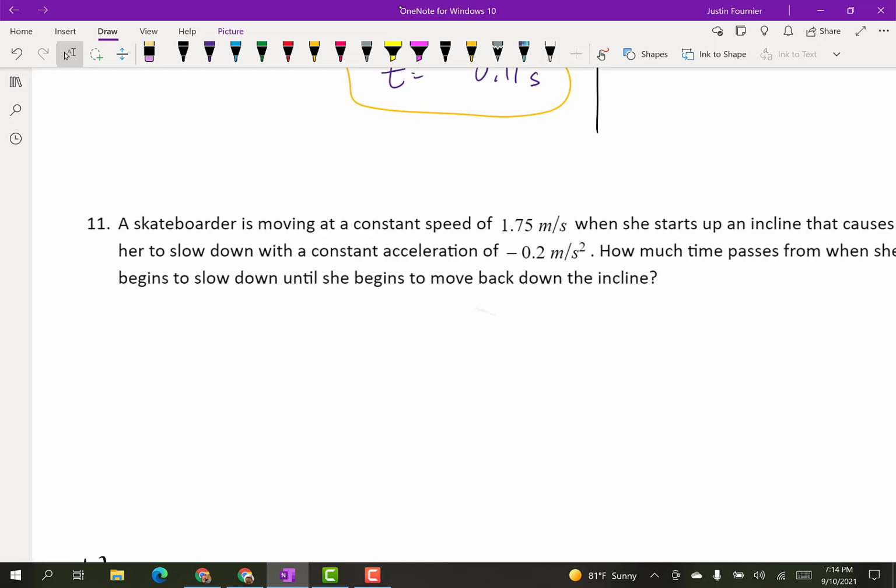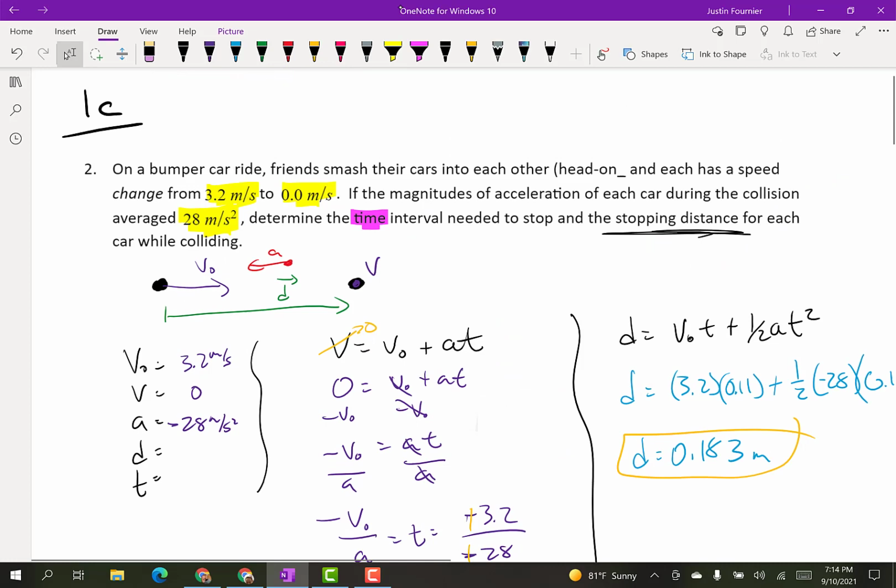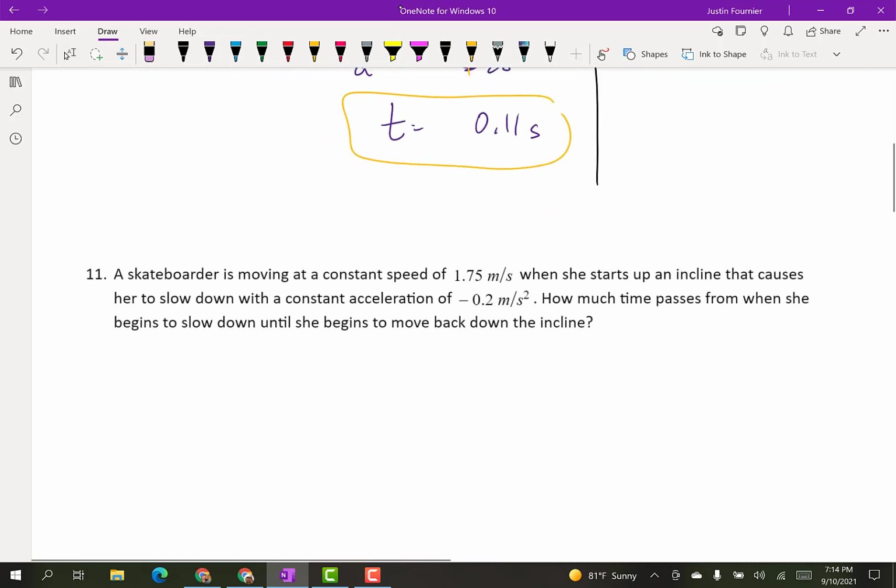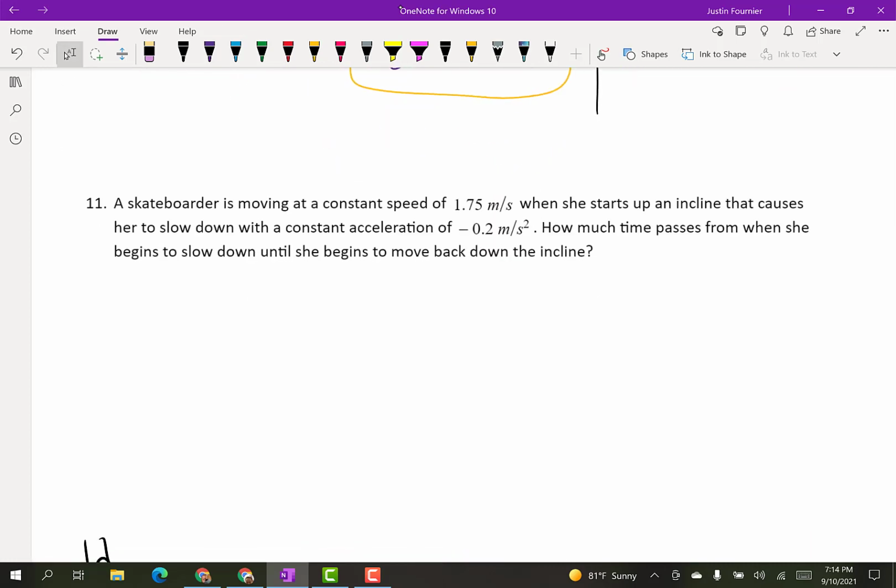Next up, we got this one from the same practice assignment, which is 1C. This is number 11. It says a skateboarder is moving at a constant speed of 1.75 meters per second when she starts up an incline that causes her to slow down at an acceleration of negative 0.2 meters per second squared. How much time passes from when she begins to slow down until she begins to move back down the incline? So I'll draw the incline right here, something like that. She's doing this up to here. So I know she's moving with some initial velocity like this.